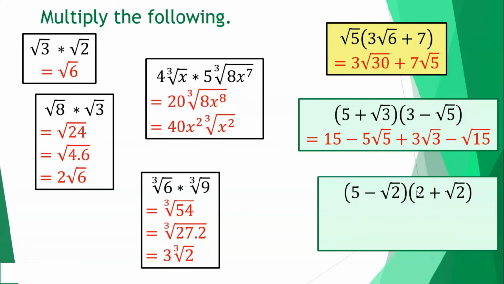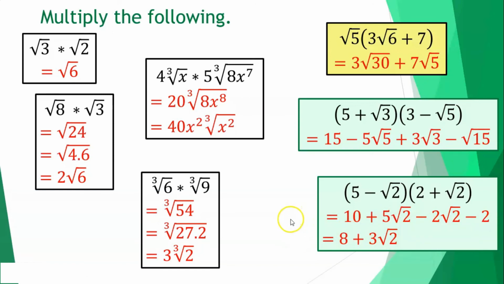Okay, next. So the same thing, you use the FOIL method. So 5 times 2, that would be 10. 5 times square root of 2, that's 5 square root of 2. This 2 would be negative 2 square root of 2. And negative square root of 2 times square root of 2, that would be negative 2. So at this point, you can still simplify further. 10 minus 2, that would be 8. And 5 minus 2, that would be 3 square root of 2.